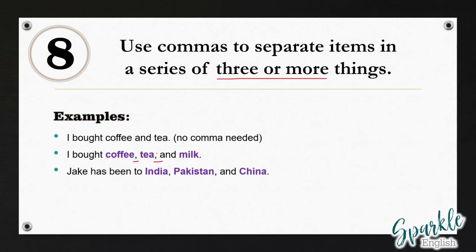Some people don't like to use this comma here, the comma right before the conjunction in a list. This is called the Oxford comma, and there are a lot of people who like to use it and other people who don't. I do have a video on the Oxford comma, which I will link to in the description below, but I recommend you use the Oxford comma. It makes things more clear that you're talking about 3 different items. Jake has been to India, Pakistan, and China. Okay, so we use commas in a series of 3 or more things to separate the items.